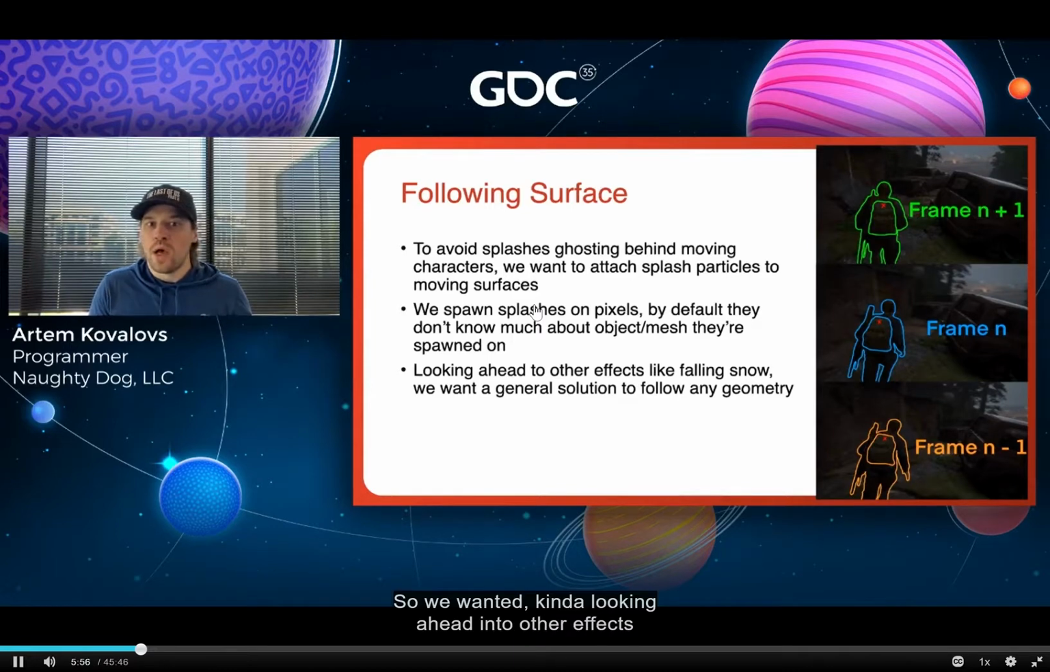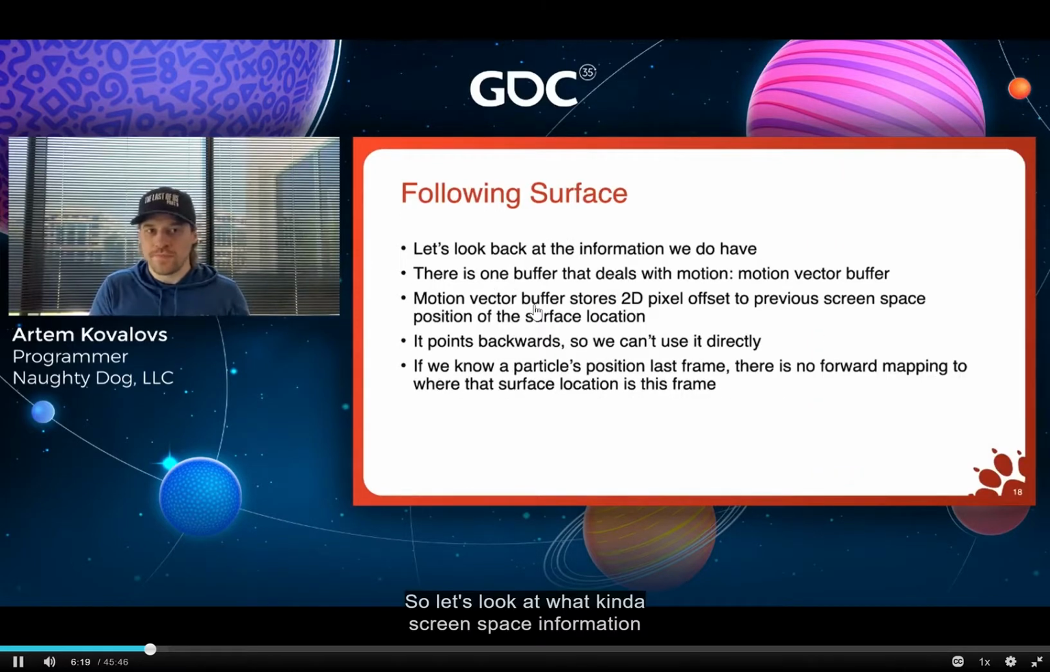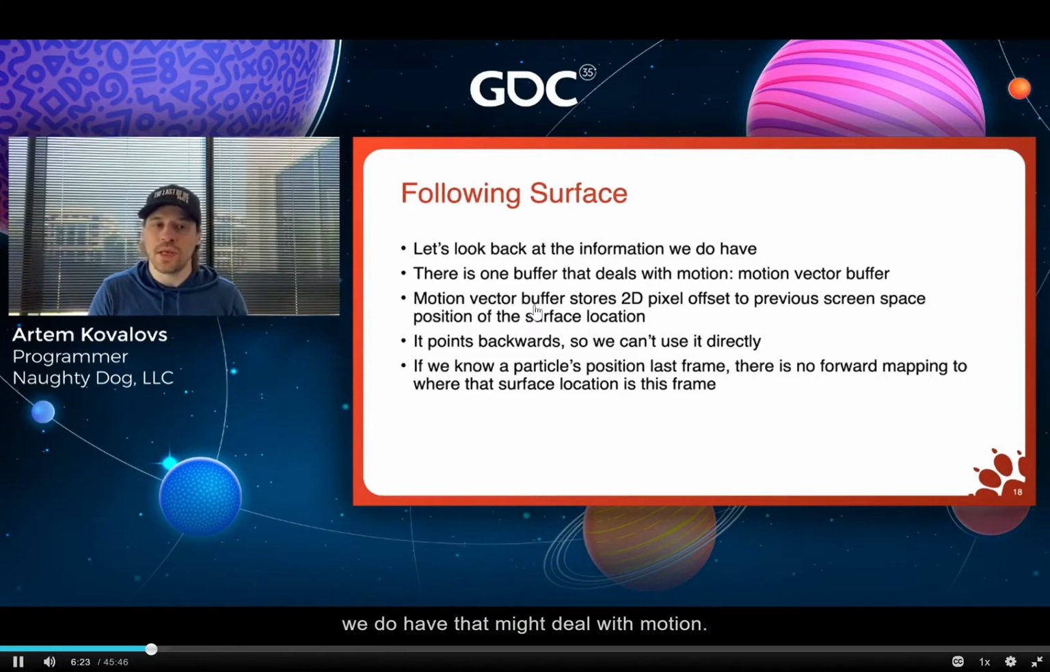So, looking ahead into other effects we're going to talk about, we wanted to have some sort of a way to track the position of a particle based on a pixel and try to attach it, starting at the pixel. Without knowing anything else but just the pixel location, being able to track a surface we're on. So let's look at what kind of screen space information we do have that might deal with motion.